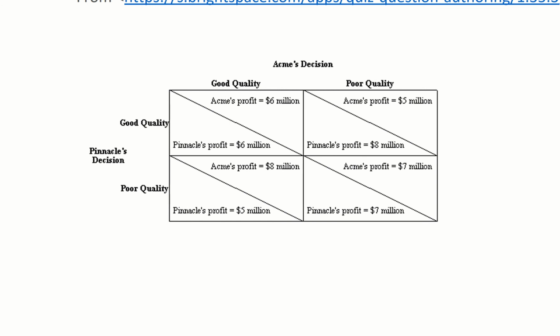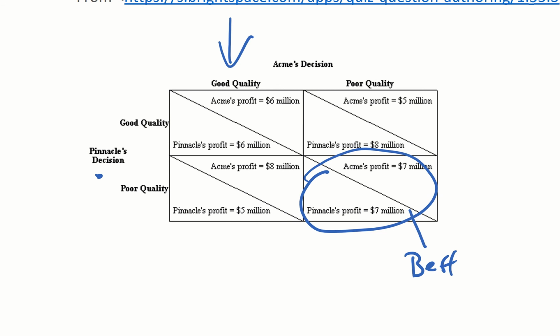So the best outcome might be this over here. So everybody does poor quality, you get 7 each. That might be the best outcome for the entire market. Now, a Nash equilibrium is more than likely never the best outcome. Okay, so let's look at what happens. Let's suppose this is the Pinnacle decision. If Pinnacle knows for sure that Acme will choose good quality, what should Pinnacle do?